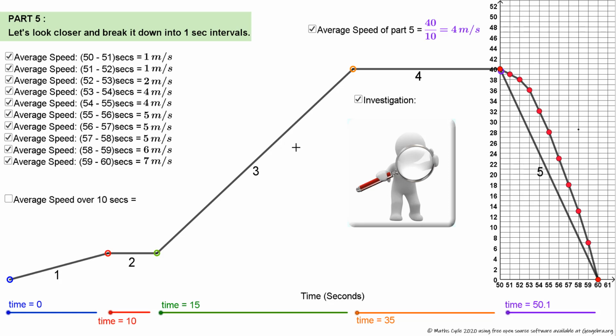Now, if I look at all of my speeds here for those 10 seconds, what I can do is get my average speed over the full 10 seconds by adding all of those together and dividing by 10. So let's add up all of those numbers together, and you can see they add up to 40 meters per second, and we've got 10 intervals, so divide by 10 to get the average. We get the average speed over the full 10 seconds is 4 meters per second, which is exactly the answer that we had for our average speed in part 5.